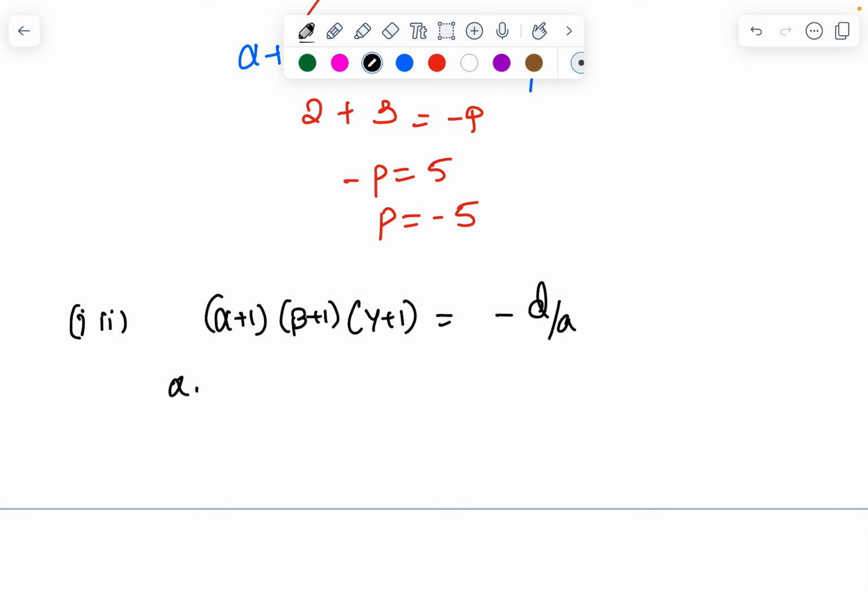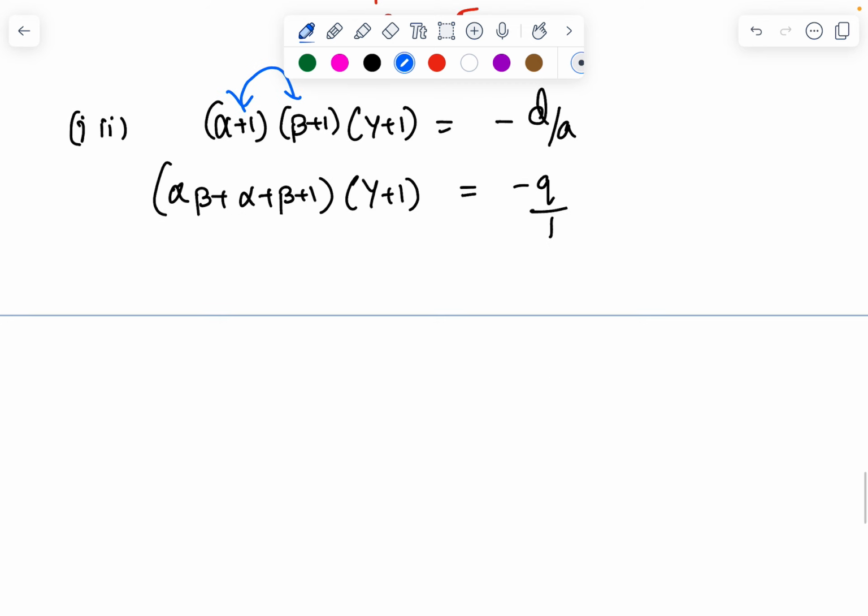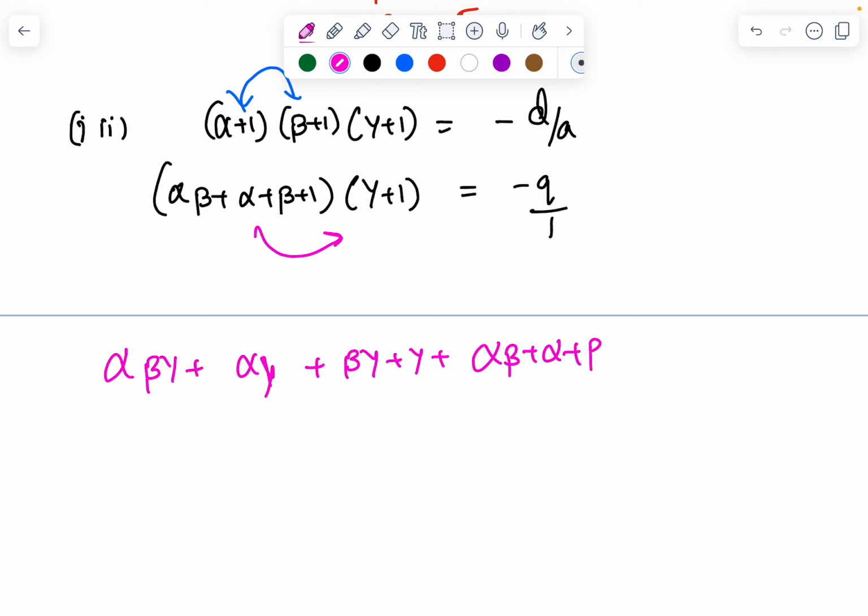So first multiply (alpha plus 1) times (beta plus 1) times (gamma plus 1) equals minus q upon 1. What I did, I multiplied these two brackets. Next, what am I going to do? I am going to multiply these two now. So it becomes alpha beta gamma plus alpha gamma plus beta gamma plus gamma plus alpha beta plus beta plus 1 equals minus q.